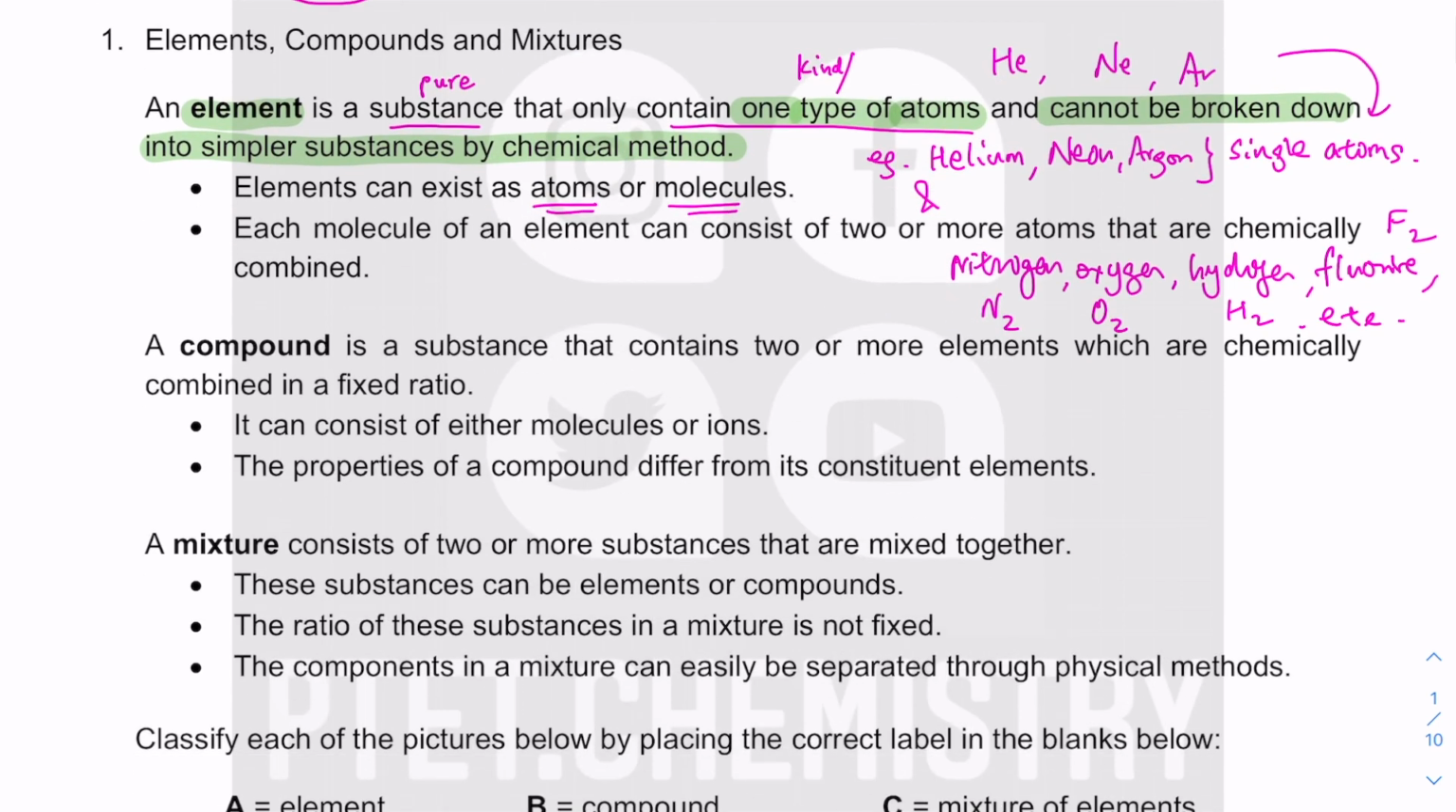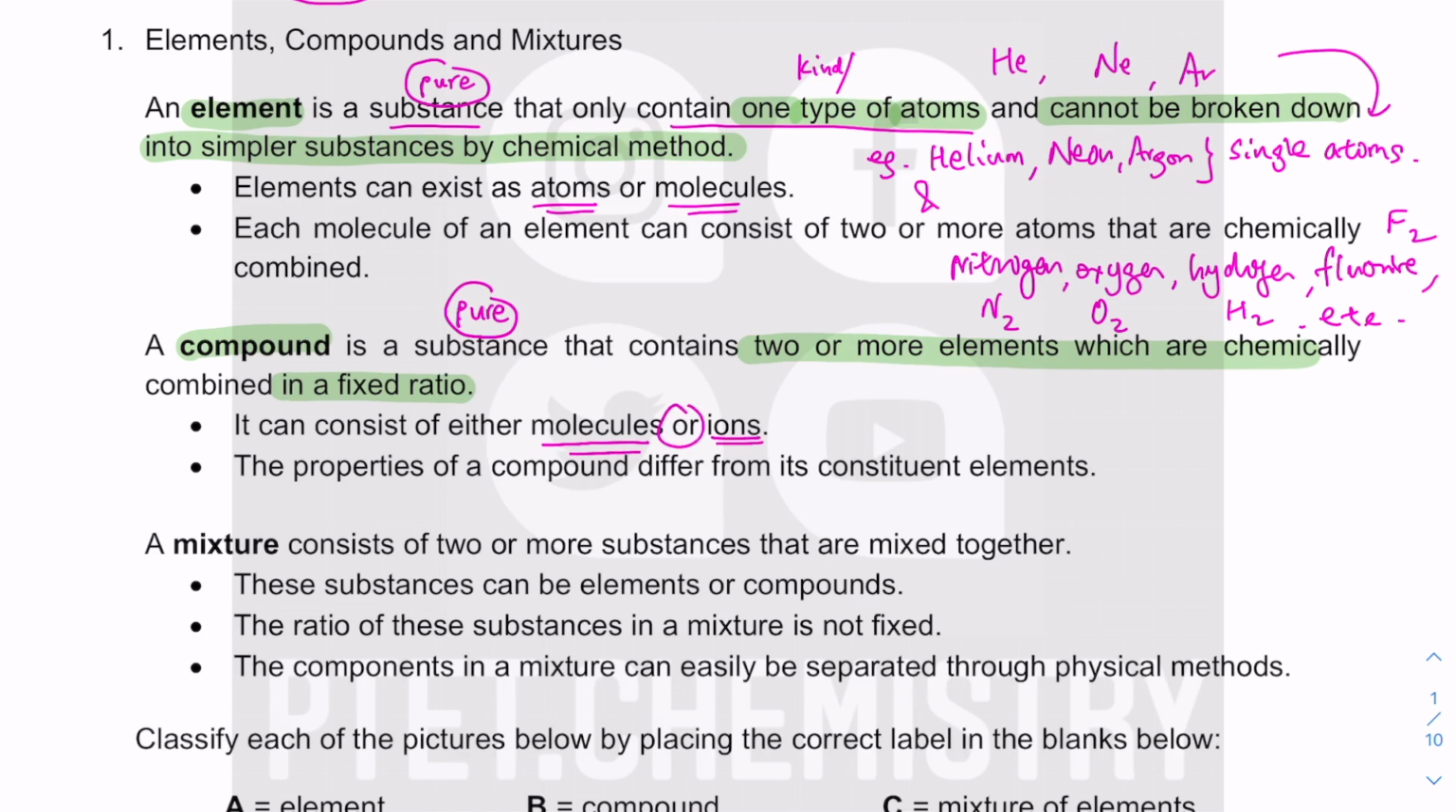The next bit is on compound. So what is a compound? A compound is also a pure substance, because it's only one type of compound, but what is different is that there are two or more elements that are chemically combined. Importantly, in a fixed ratio. So what does fixed ratio mean? It means that for a compound to be formed, you need however many of element number 1 and however many of element number 2 in a fixed ratio. They cannot be atoms, but they can be molecules or ions.